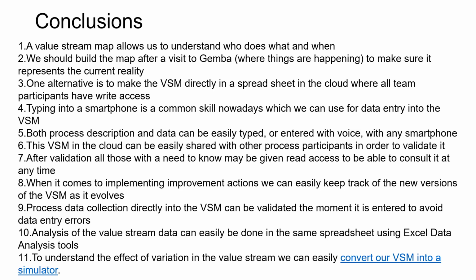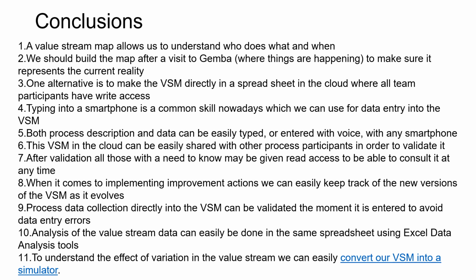These are some conclusions. A value stream map allows us to understand who does what and when. We should build the map after a visit to Gemba, where things are happening, to make sure it represents the current reality. One alternative is to make the VSM directly in a spreadsheet in the cloud where all team participants have write access. Typing into a smartphone is a common skill nowadays, which we can use for data entry into the VSM. Both process description and data can be easily typed or entered with voice with any smartphone.